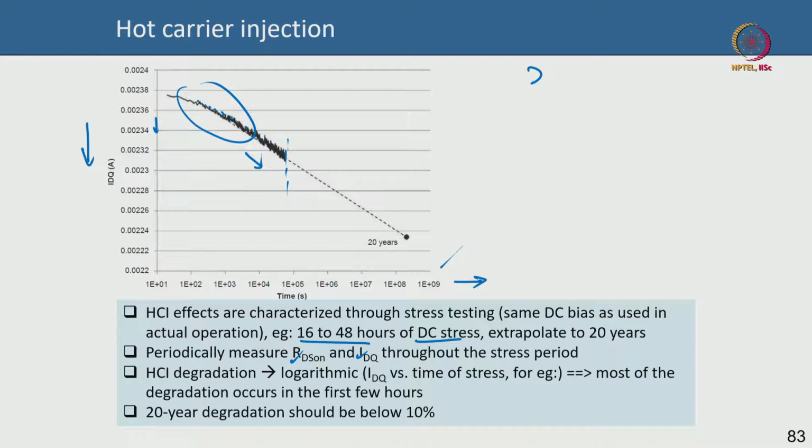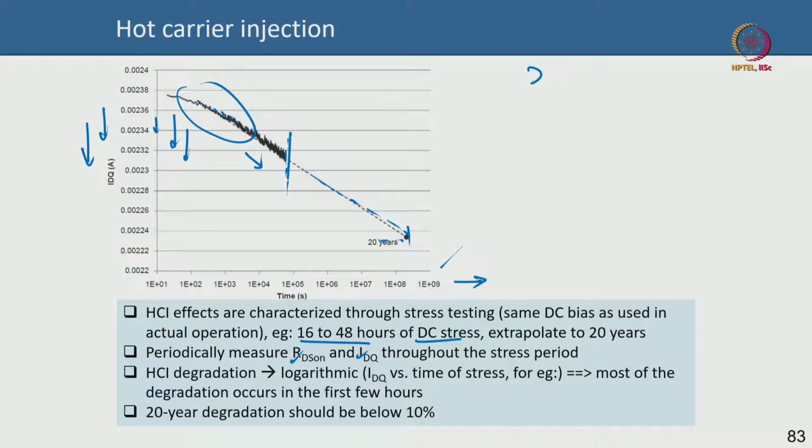You keep measuring the on resistance, and we'll see that the on current keeps reducing because the device is subjected to a stress. Because of this electrical stress, you have hot carrier injection in the oxide, and because of that your current keeps reducing. You measure till 10 to the power 4 or 10 to the power 5 in that range, and then you extrapolate what would be your degradation in the current over 20 years. So that's your 20-year degradation.